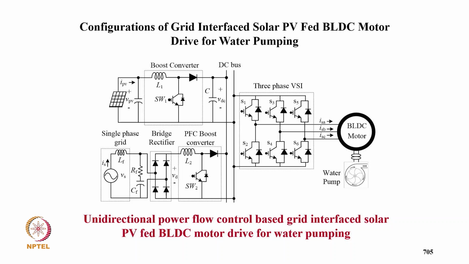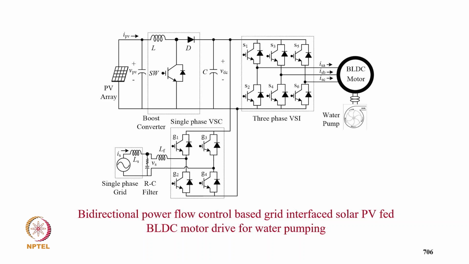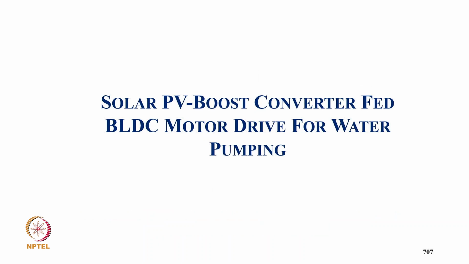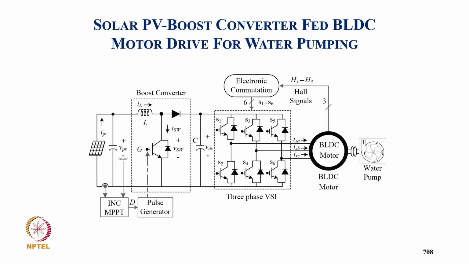And then we have a grid interface also, unidirectional power flow control based grid interface solar PV fed water pumping system. So we control with power factor correction, we take the power from the grid, and the entire power of the solar also comes, and we get uninterrupted operation of the water pump, because when solar is not there, we take the power from the grid line. And then the bidirectional power factor correction converter for the grid. If there is extra generation it goes to the grid and the deficit is taken, and it can run the pump for 24 hours.